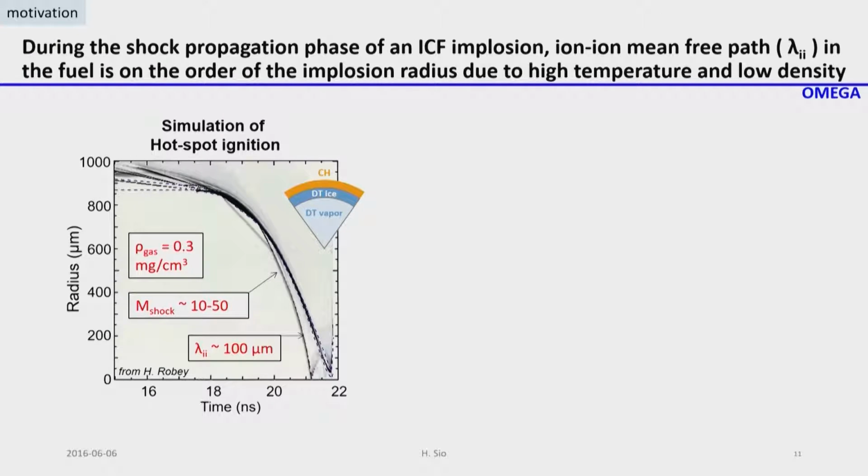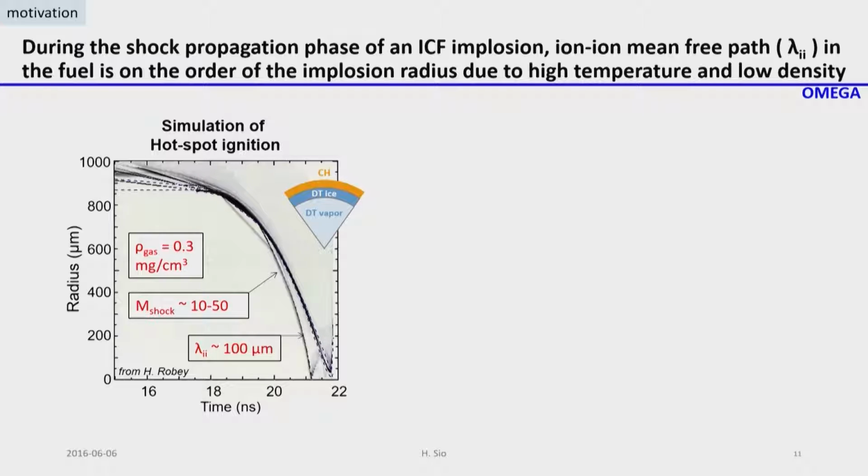On to the physics that we're going after. During the shock propagation phase of an ICF implosion, the ion-ion mean free path, or lambda_ii, in the fuel is on the order of the implosion radius because of the very high temperatures and low density. In particular, if you look at this radius versus time diagram, you have your ablator outside, you have your DT ice, and then you have a DT vapor.